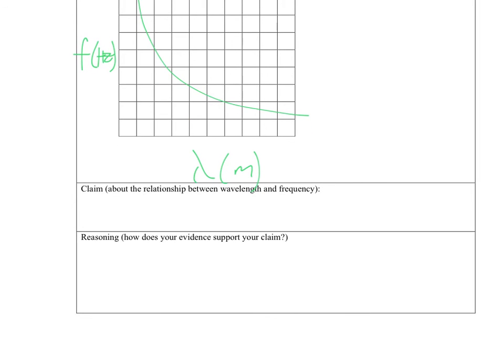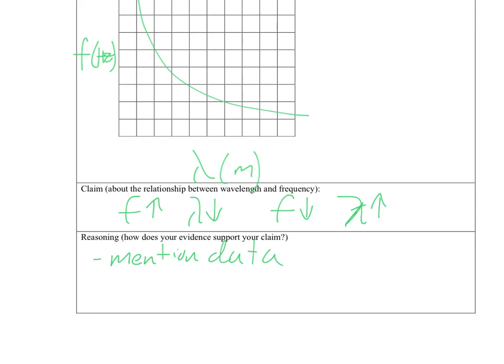So claim, you should have written this as a sentence, but basically as frequency goes up, wavelength goes down, or as frequency goes down, wavelength goes up. Reasoning, you could have said a couple things. You should have either mentioned your data, and actually mentioned specific data points, or you could have also mentioned your graph, the shape your graph took, that it was an inverse relationship.